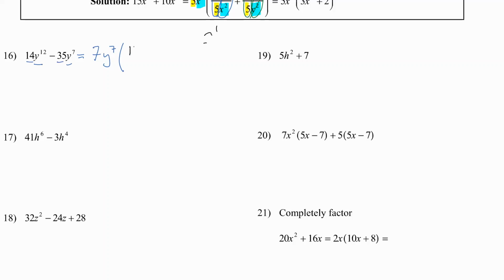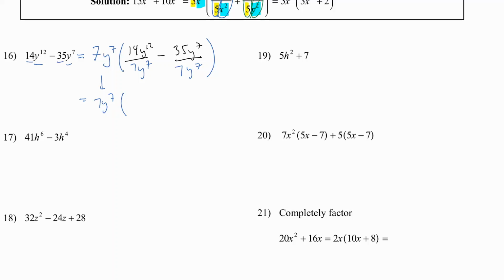Okay, so I'm going to copy down 14y to the 12th minus 35y to the 7th. Okay, so if I divide both of those by 7y to the 7th and simplify it, we will be done. Okay, so I'll bring this straight down.